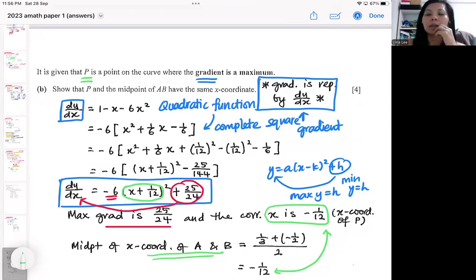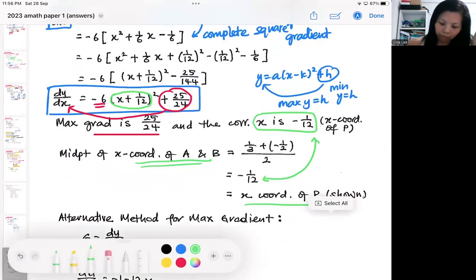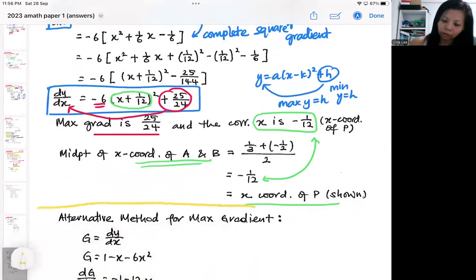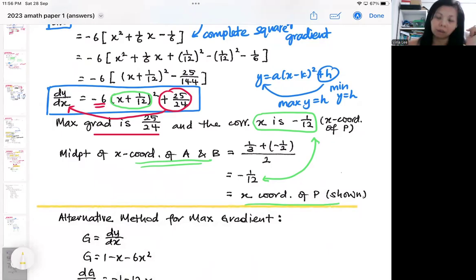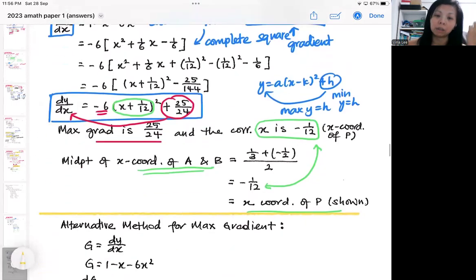Like I mentioned, I'm using the complete square method because dy/dx happens to be a quadratic function. In the case where dy/dx is not a quadratic function, the complete square method is not workable at all. In that case, the alternative is this, which I can also use here. This alternative method can be used for any gradient function, whereas the complete square method can only be used for a quadratic dy/dx.